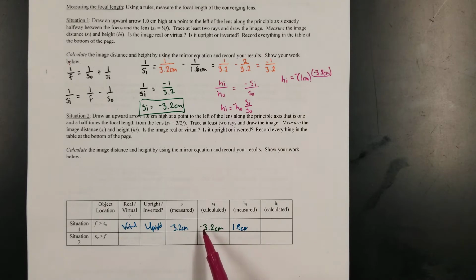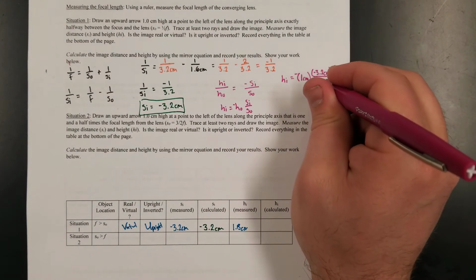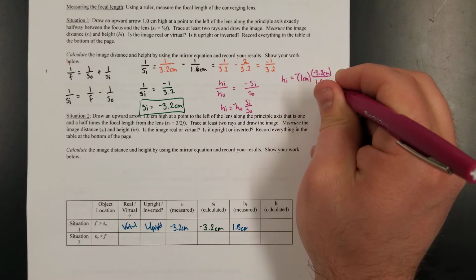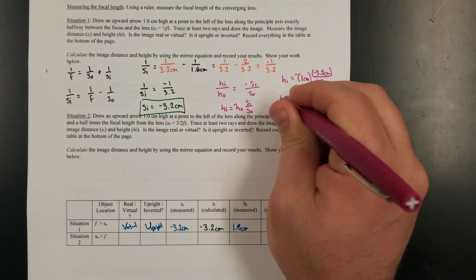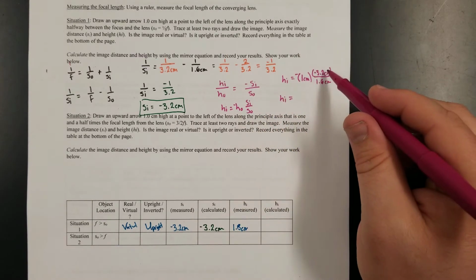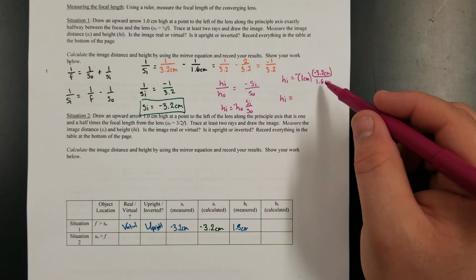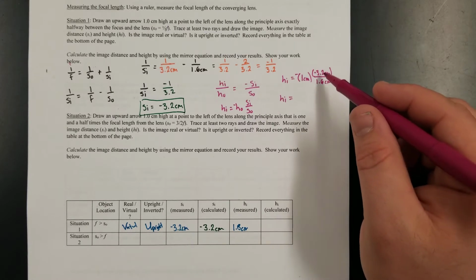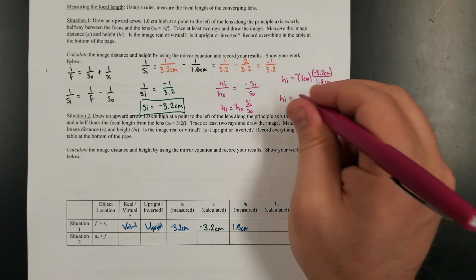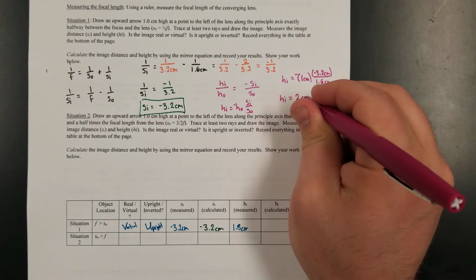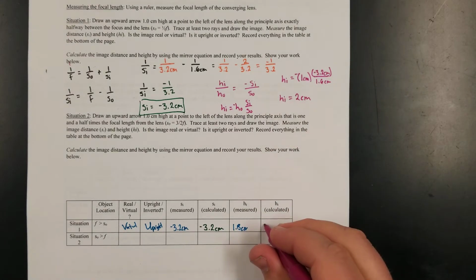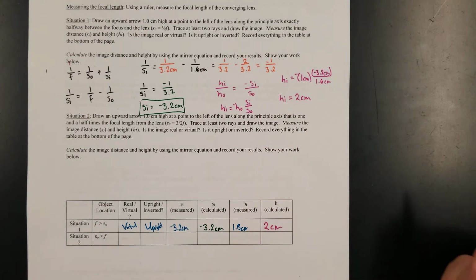Our object distance was 1.6. And so 3.2 over 1.6 would just be 2, 1/2 of each other. Negative times the negative would give me a positive, so our image height should be positive 2 centimeters. Just jot that down here in the table.